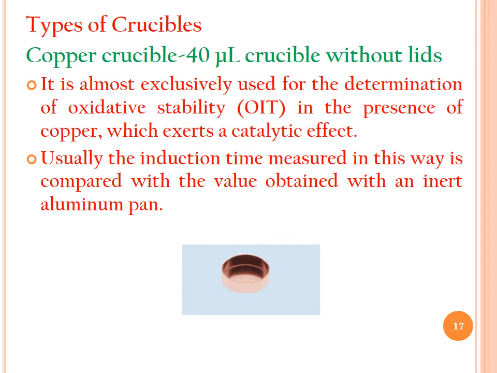Now this is another type of crucible, that is copper crucible, that has a capacity of 40 microliter, without lids. It is almost exclusively used for the determination of oxidative stability in the presence of copper, which exerts a catalytic effect. Usually the induction time measured in this way is compared with the value obtained with an inert aluminium pan.